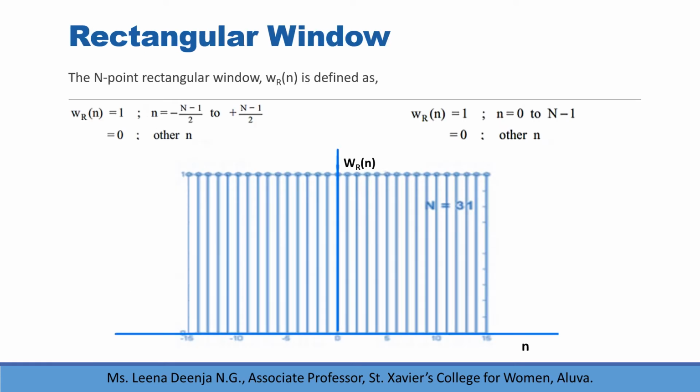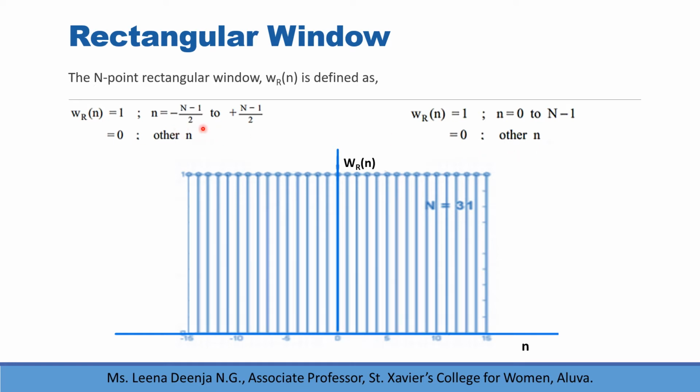First, we consider the rectangular window. The N-point rectangular window wR(n) is defined as wR(n) = 1, where n = -(N-1)/2 to +(N-1)/2, and wR(n) = 0 for other values of n. Another equation for this wR(n) is wR(n) = 1 when n = 0 to N-1, and wR(n) is 0 for other values of n. We can use the first equation for odd values of N, whereas we can use the second equation for even or odd values of N.